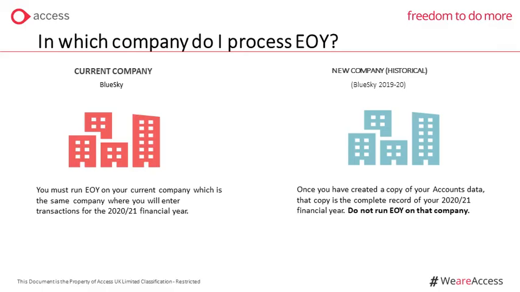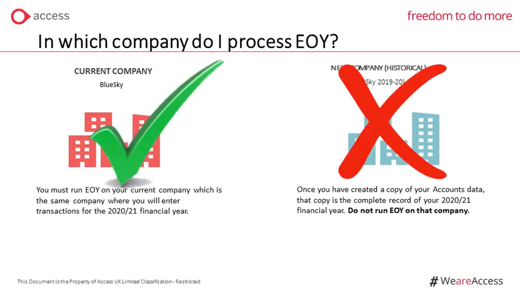Now that you have two companies, one current data and one historical data, at this point run the P&L and balance sheets to make sure that both companies are the same. Now, which company do you run end of year on? You run end of year on the current company, the same company that you will enter 2020-21 transactions on. Do not run end of year on your historical company.